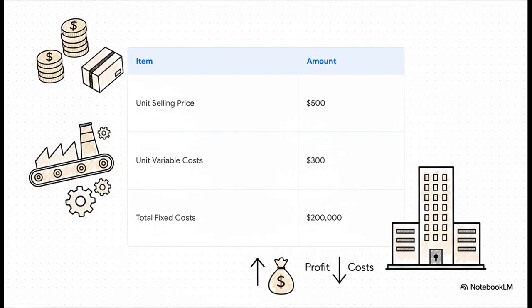To make these concepts tangible, we will employ a consistent case study throughout our discussion. Let's imagine a company with the following financial structure. It sells a single product for $500 per unit. The variable costs associated with each unit are $300, and its total fixed costs are $200,000.